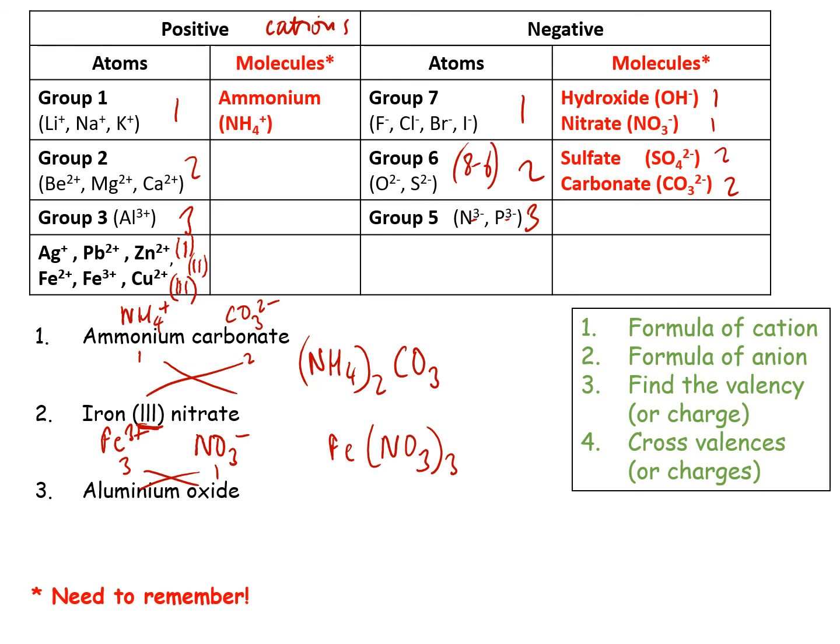Then aluminium oxide. Aluminium is in group 3, so it's going to have a valency of 3. Your oxygen is O2 minus because it's in group 6, a non-metal. You've got your valency of 3, valency of 2, cross them. You're going to have 2 aluminiums, then 3 oxygens. Okay, perfect.